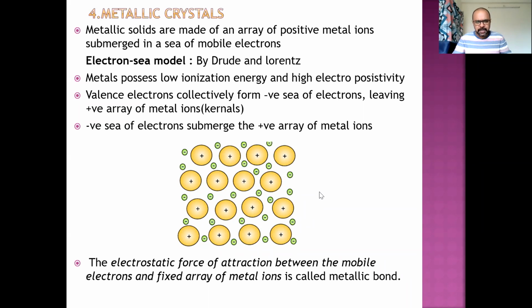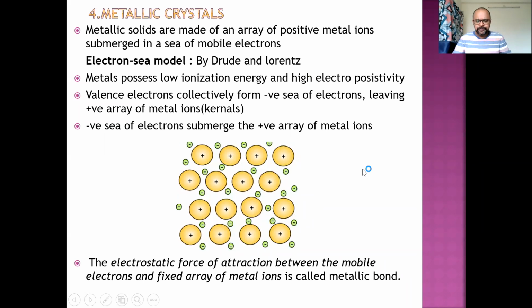No, both are electrostatic in nature, Krishna. Both are electrostatic in nature. Ionic bond, metallic bond, both.